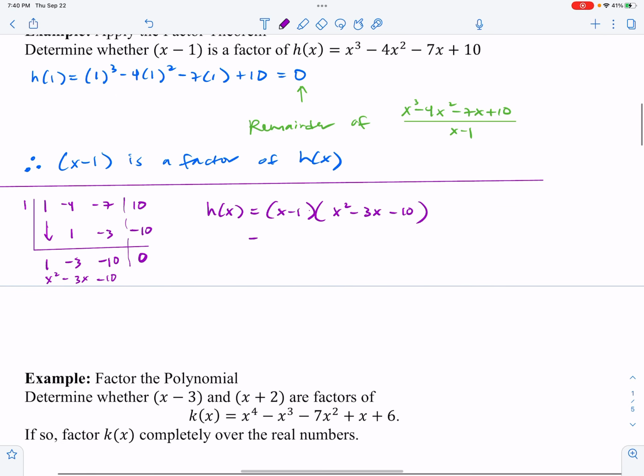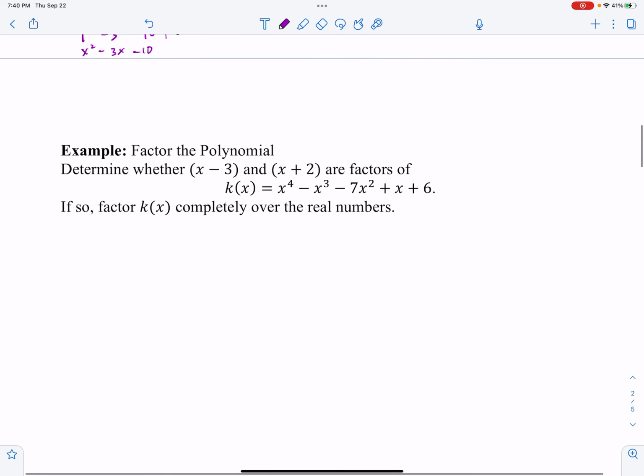And then if that quadratic is factorable, which it is, minus 5 plus 2, then there we go. We've factored h of x completely over the real numbers. We have h of x written as a product of linear factors, which then from there we could identify the zeros, which correspond to our x-intercepts of h of x. But we've already answered the question. We know x minus 1 is a factor of h of x.